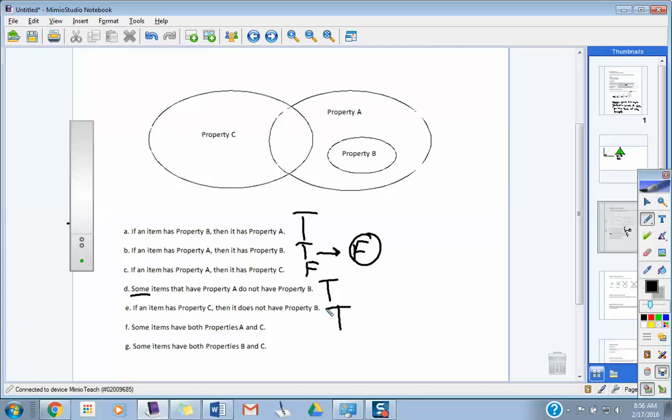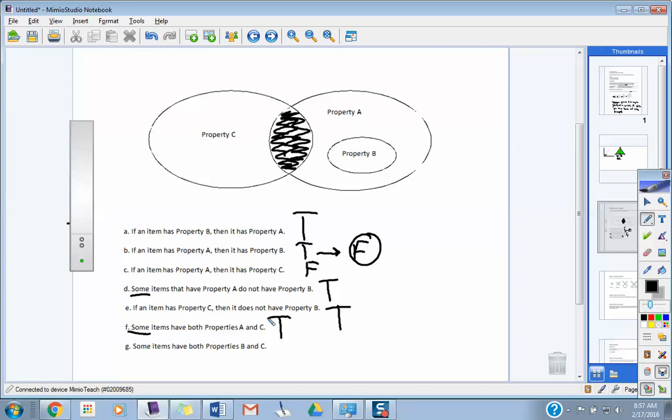So this idea of some and all, that's very important to us. Yeah, you bet. Some items that have property A have property C. And again, Jacob described it best. It's that part where the diagrams do what? What was the word you used, Jacob? Overlap. Very good. So true. Anybody disagree, true on letter F?